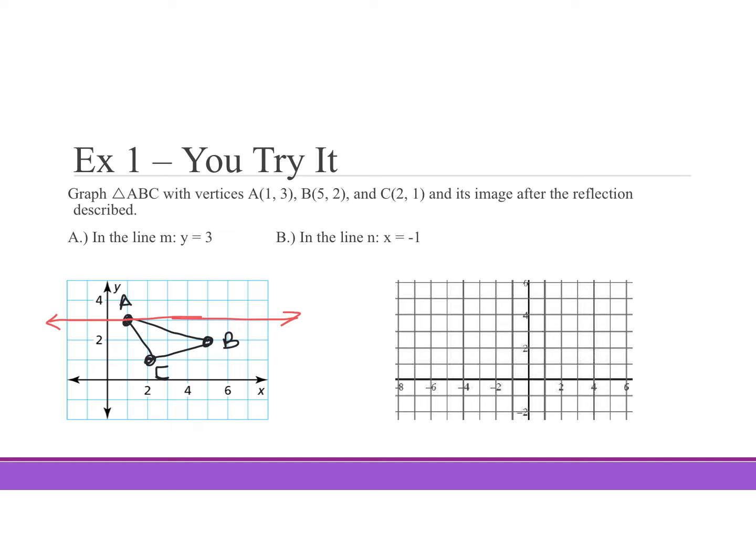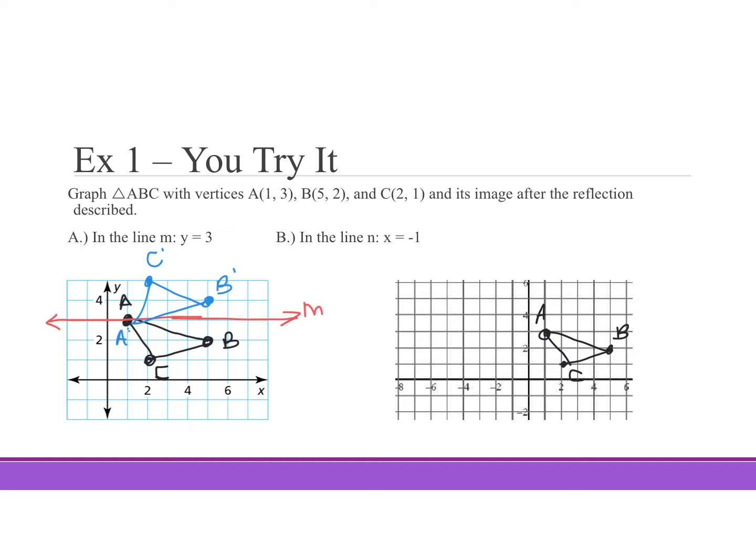So for part A, I've gone ahead and plotted points A, B, and C. I've drawn in my line of reflection, which is y equals 3. Now I'm going to go ahead and reflect my points. And A, I see, is right on the line, so A prime is also going to be right on that line of reflection. B prime is going to be here, and C prime will be right up here. So I'm going to end up with something that looks like this.